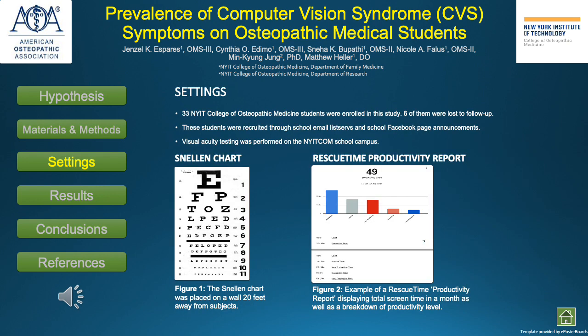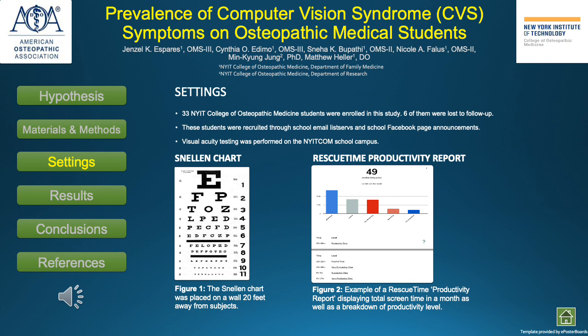At the beginning of the study, a total of 33 NYIT-COM students were enrolled. Unfortunately, 6 of them were lost to follow-up, and so analysis will show approximately 27 students providing data. The students were recruited through school email listservs as well as Facebook page announcements in the school group.